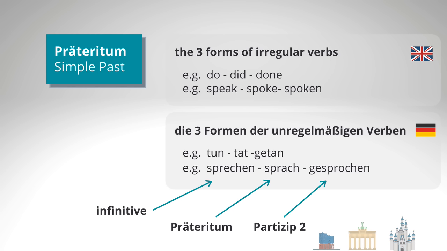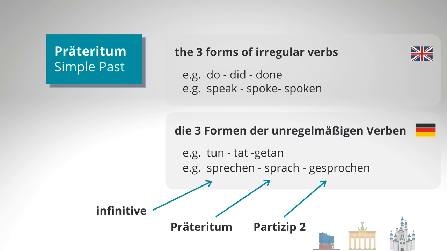And what's also cool about it is that basically the same verbs that are irregular in English are also irregular in German. In German they're a little less, but still most of the time it's the same verbs. For example, if you take the verb to do, as we just saw, the 3 forms would be do, did and done in English, and in German they would be tun, tat and getan. Or if we take speak, spoke, spoken, the German equivalent would be sprechen, sprach and gesprochen.